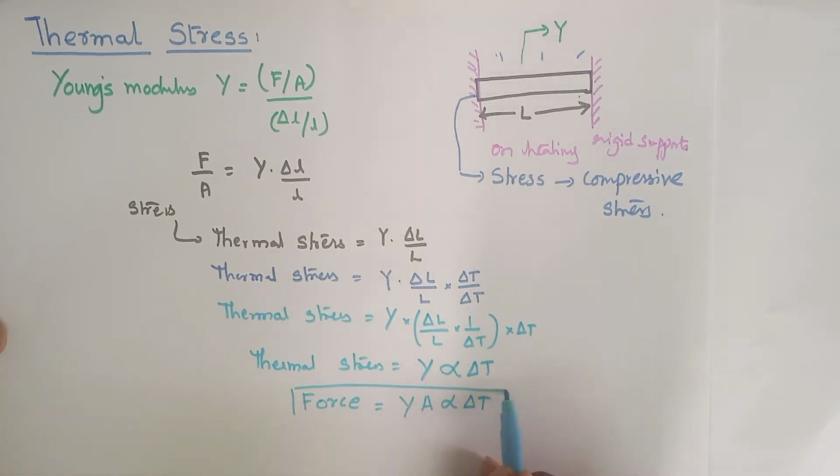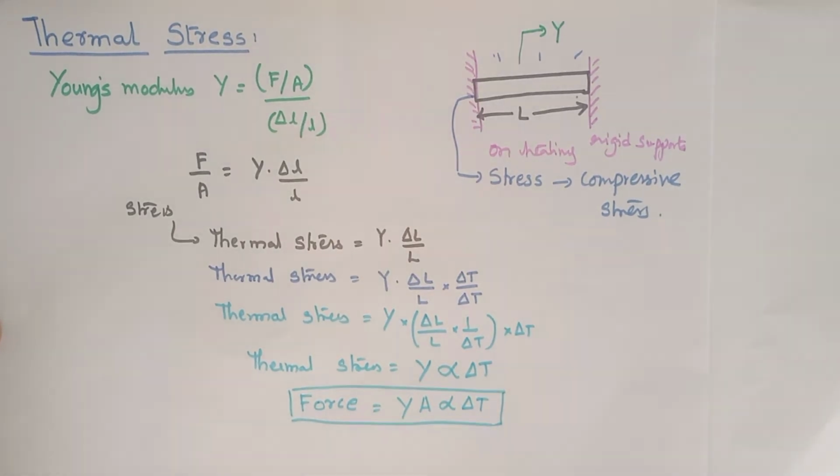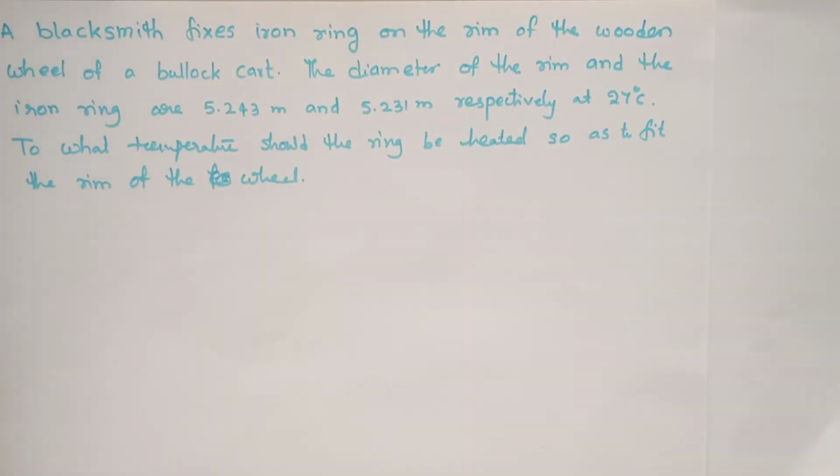So this is actually force acted by the ends. Here is a problem: a blacksmith fixes an iron ring on the rim of the wooden wheel of a bullock cart. The diameters of the rim and iron ring are 5.243 meters and 5.231 meters respectively. What is the temperature?